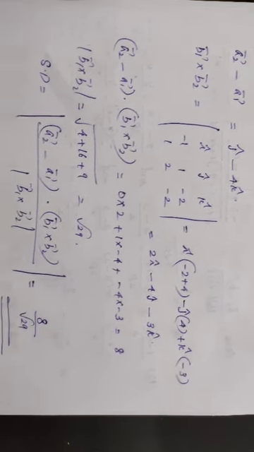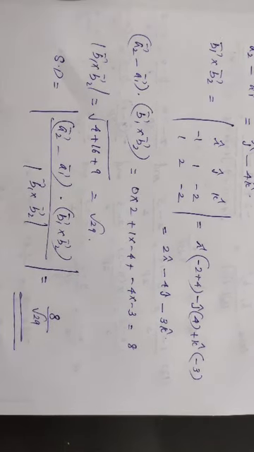Then don't forget to write the formula. The formula is the whole modulus, because distance will not be negative: whole modulus of (a2 minus a1 dot b1 cross b2) by modulus of b1 cross b2. We got the dot product as 8 and modulus root 29. And the answer is 8 by root 29. Similar 3 more questions are there in the textbook. Please do it yourself. Okay, thank you.